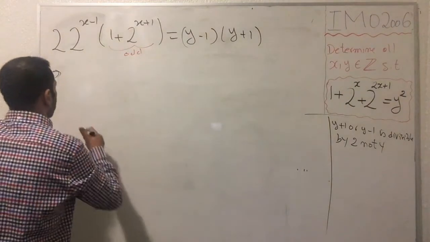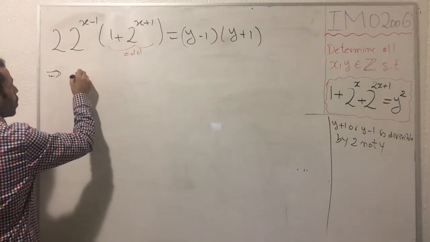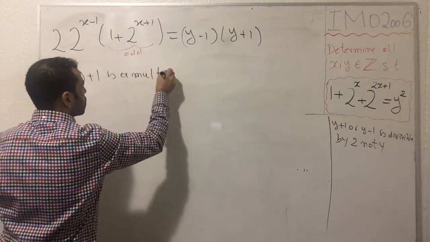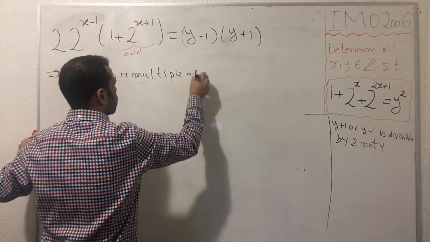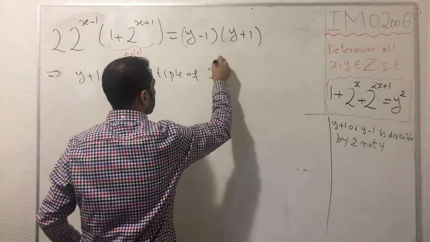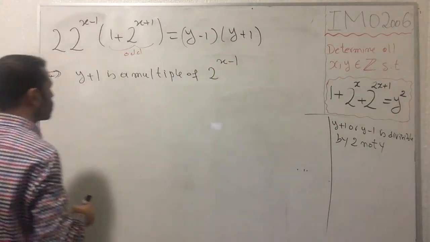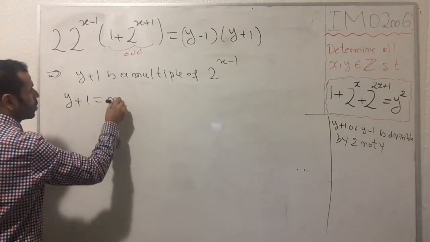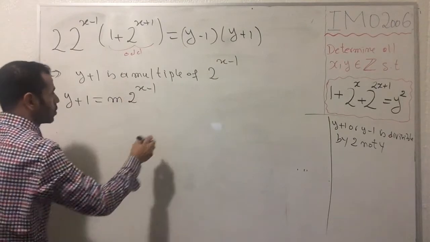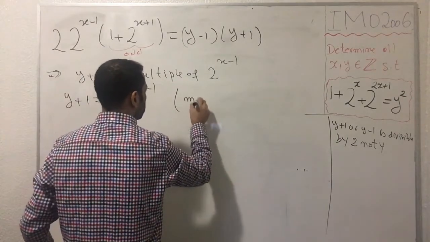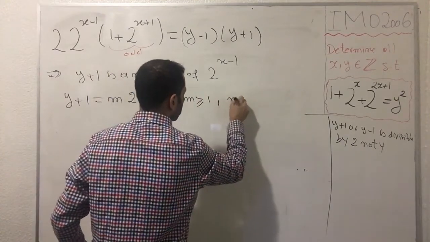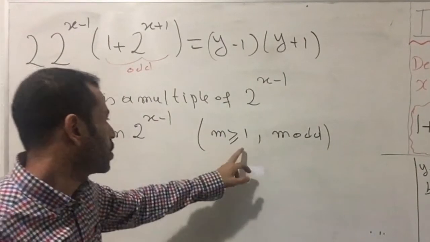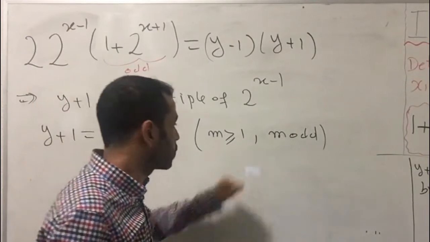Okay, so now y plus 1 is a multiple of 2 to the x minus 1. That means y plus 1 equals m times 2 to the x minus 1, where m is greater than 1 and m is odd. I'm going to argue why m is odd and why m is greater than 1.